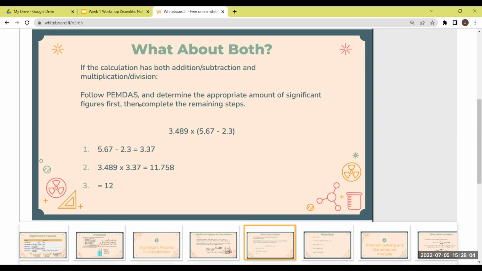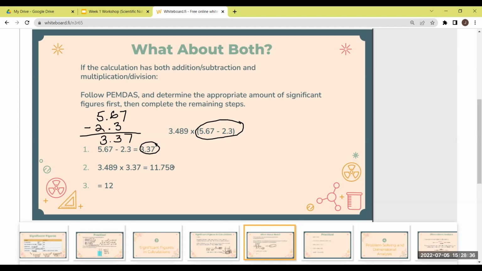So following PEMDAS, we have parentheses. So we're just going to evaluate this part of the problem first. So we do 5.67 minus 2.3. We're going to get 3.37. And so this is going to be the first part of the equation.